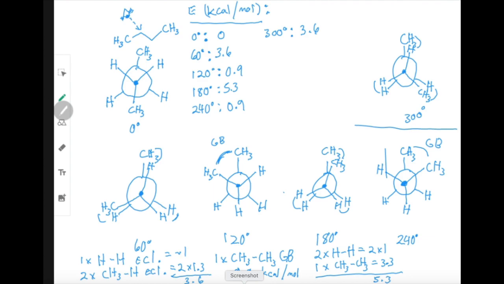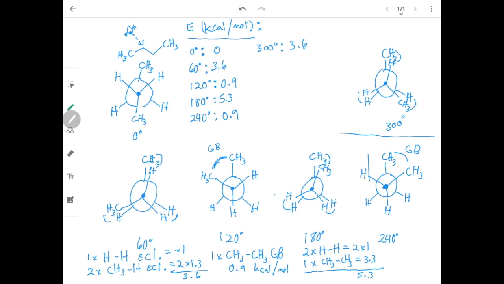Getting back to this example, what's the bulkiest group on our front carbon? Well, we've got 2 H's and a methyl group. Of those 3 things, the methyl group is going to be the bulkiest. Now let's look at the back carbon. The back carbon also has 2 H's and a methyl group, so the methyl group is definitely the bulkiest of those. So we want to look for the conformation where the methyl group on the front carbon is 180 degrees from the methyl group on the back carbon, which is going to be this one right here at 0 degrees, which makes sense because its value is 0. But you didn't need to calculate that.